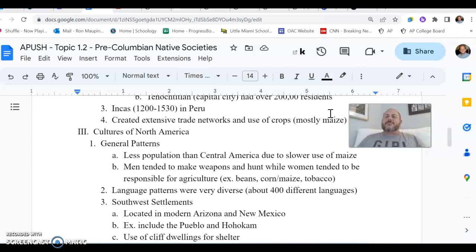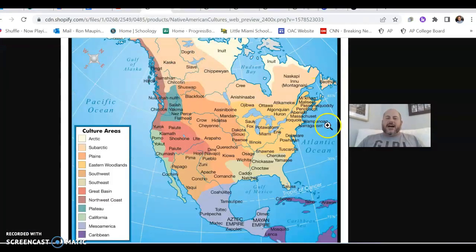Once again, with this tremendous diversity in terms of how they're going to be setting up their communities, their economies, religions, etc. Of course, languages are also going to be part of that diversity. I mean, take a look at this. This might be your stat for the day. We're going to be seeing over 400 different languages being spoken in what is going to be Native America.